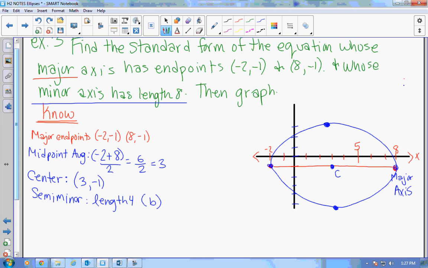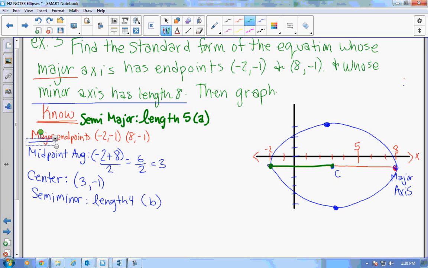Well, we can find the semi-major because we know the major is -2, -1, 8, -1. So while we're talking about the major, how long is the semi-major? How long was that from there to there? 5. So that would be our A. The semi-major we know is length 5, and we'll label it A.